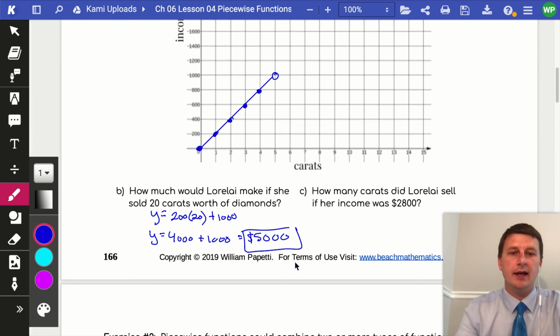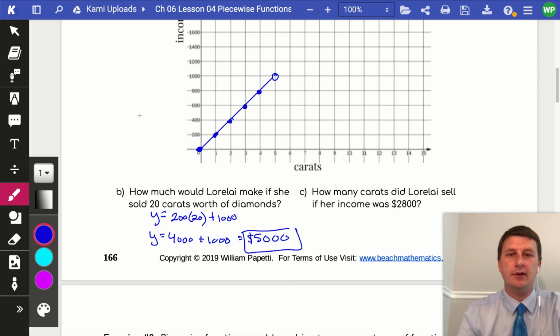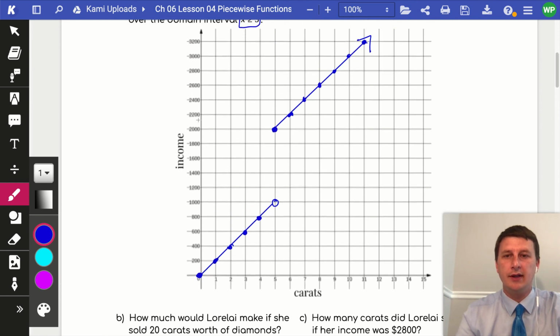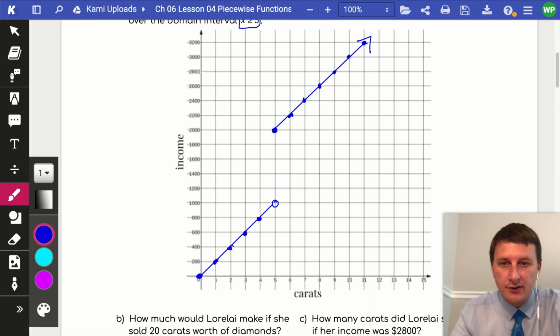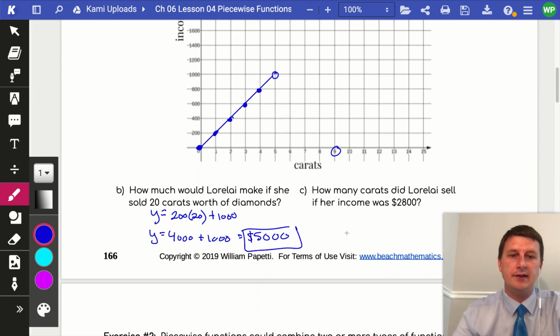All right, how many carats did Lorelei sell if her income was $2,800? So again, we look for 2,800 on this graph. Oh, we do see 2,800, it's right here. And we follow that to where we hit the graph. And we hit the graph right here, and we follow that down to see how many carats she would have sold. And that's going to be 9 carats.